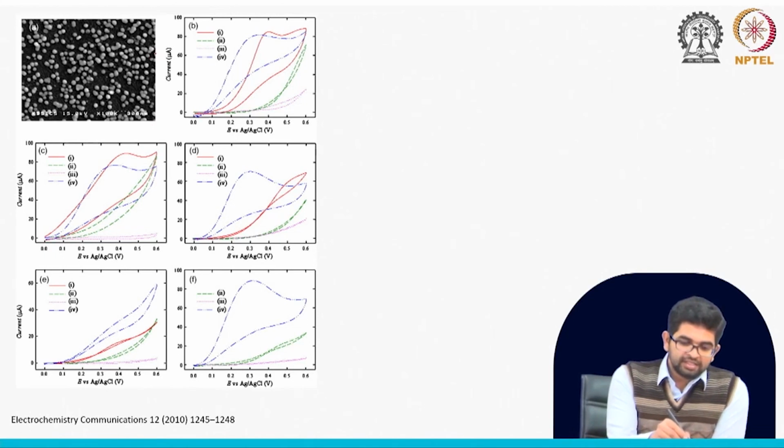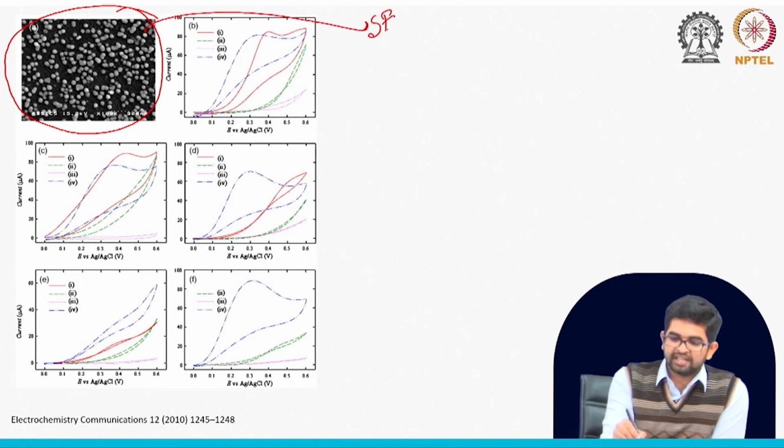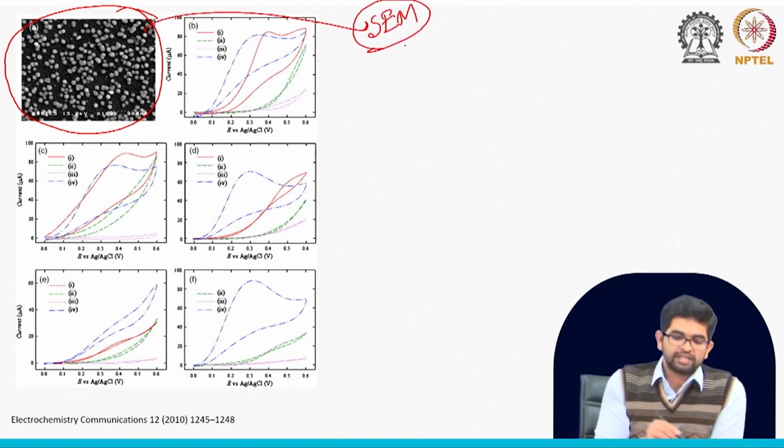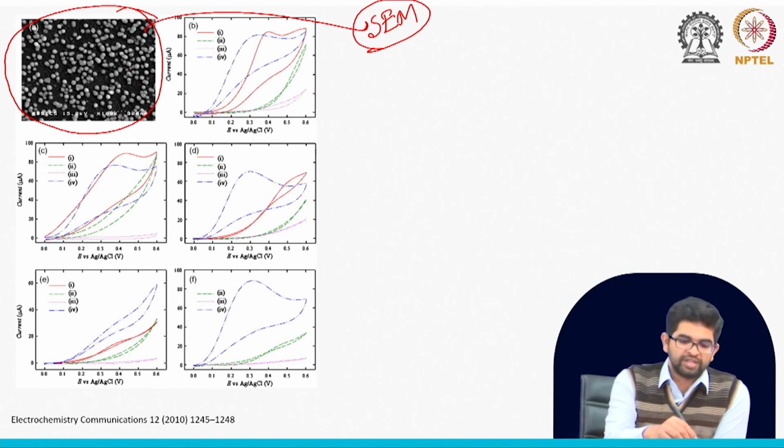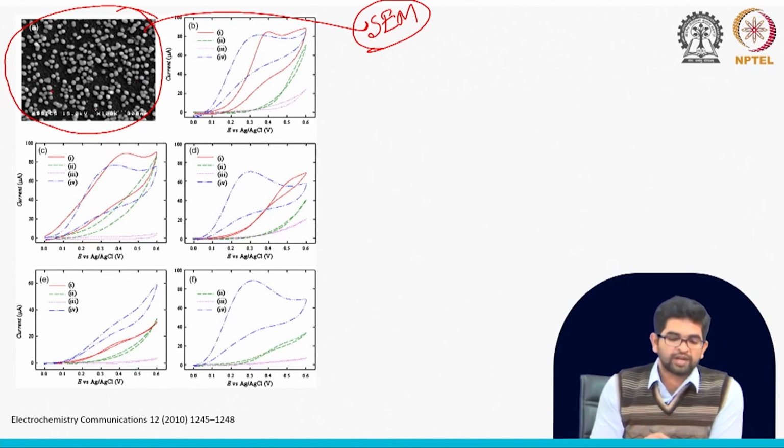See, this is the surface just after modification. This is the SEM image, scanning electron microscope image. You can see the small nanoparticles, the size is around 10 nanometers, all the gold nanoparticles coated.